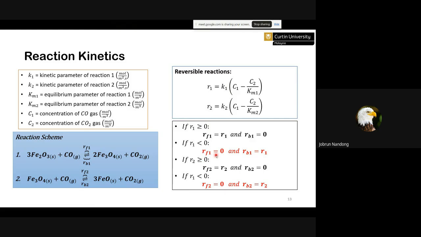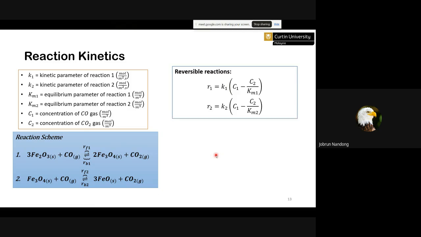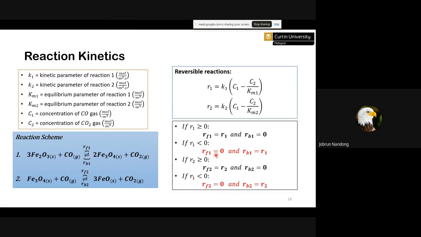So we look at this thing again. I think I will explain later on when I move forward to the next slide. Yeah. So same thing also for R2.